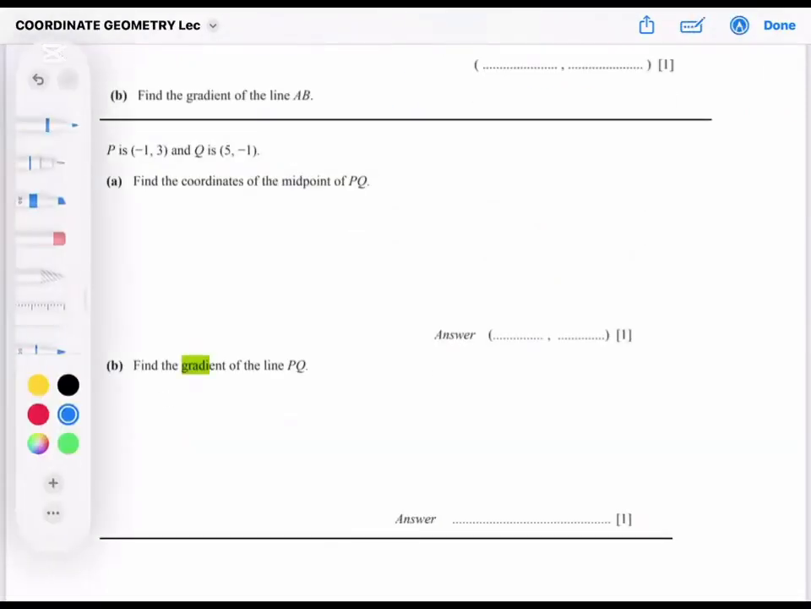Now the next part. Can you please try this one? Try this part B and find the gradient. Tell me what gradient you got. Please try this one quickly.